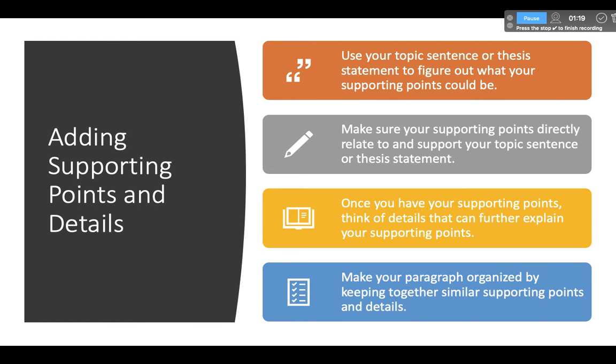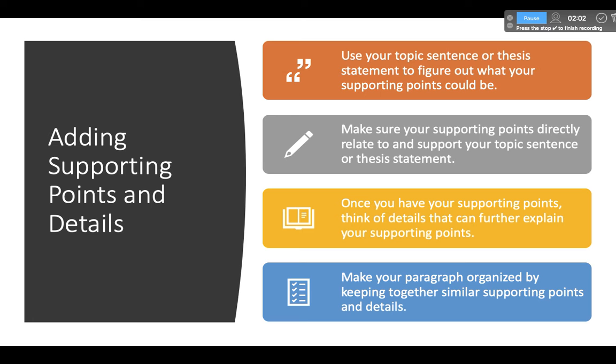So let's run down this list really quick. Adding supporting points and details into your body paragraphs. First, you can use your topic sentence and/or your thesis statement to figure out what your supporting points should be. So if your thesis statement is cats are better than dogs because cats are less expensive to take care of than dogs, cats don't need as much attention as dogs, and cats are friendlier than dogs. Okay, so those would be your three supporting points in your thesis statement.